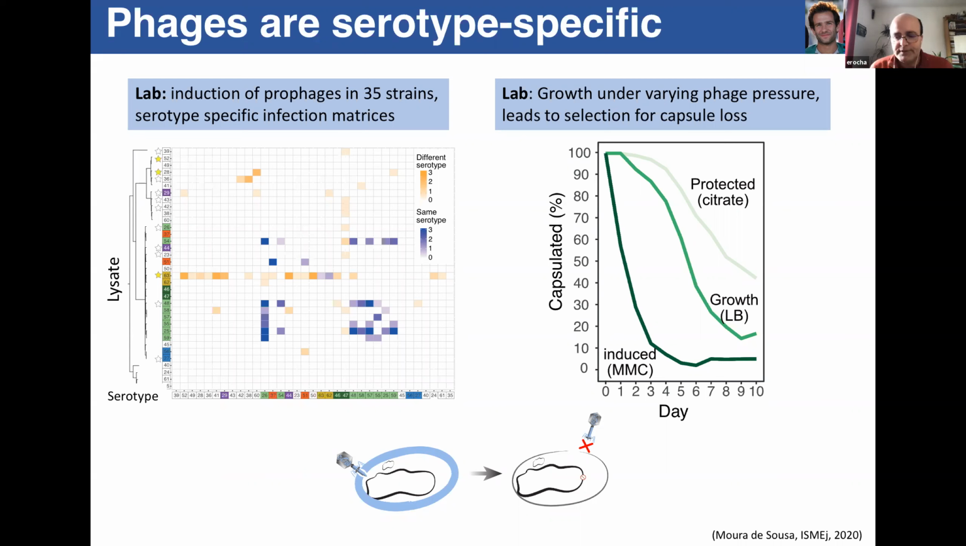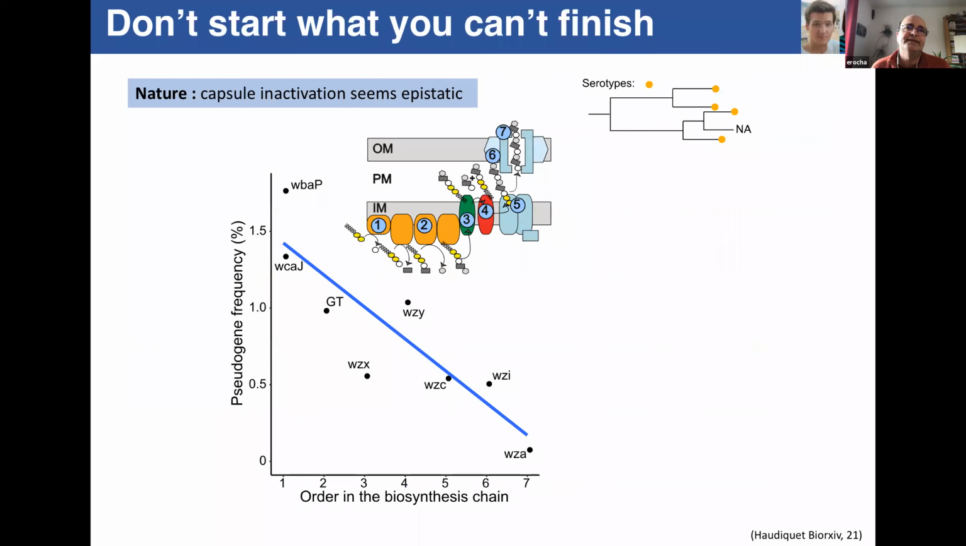So how is the capsule lost? Quite funnily, it seems to be under the action of very strong epistatic interactions. We looked into our genomes and selected the clones where we knew the capsule was inactivated, because we found inactivating mutations in the few genes that are essential for capsule production. Then we counted them and tried to understand if there was an association between the frequency of these pseudogenes and the position of the protein encoded by these genes in the biosynthetic pathway of the capsule. And actually, there's a very nice correlation.